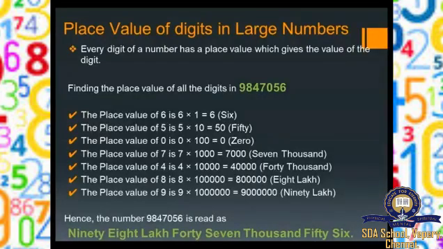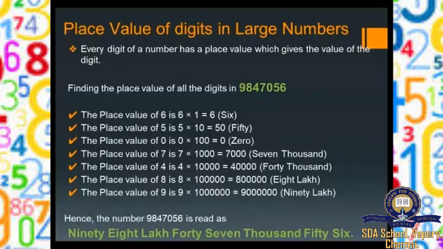So already we have seen an example in the place value of digits in large numbers. So here's another example for you to get a better clarity in this particular topic. As I've already mentioned, every digit of a number has a place value which gives the value of the digit. That is what is mentioned in the first line. What does a digit mean? A digit is nothing but each number, okay, each number has a place value in the place value chart. So here's an example, finding the place value of all the digits in 98477056. So what we have to do, we have to represent the number in the place value chart from the right hand side. It is also similar here.